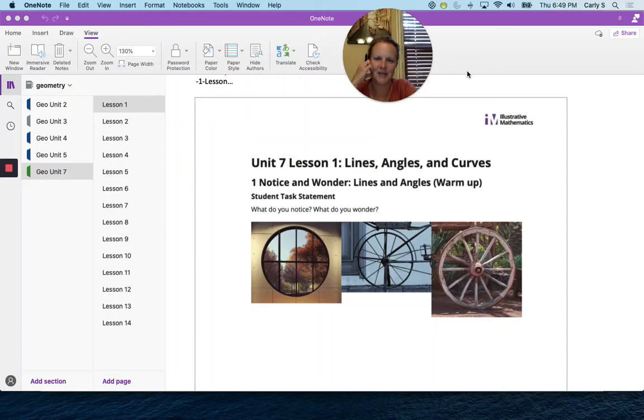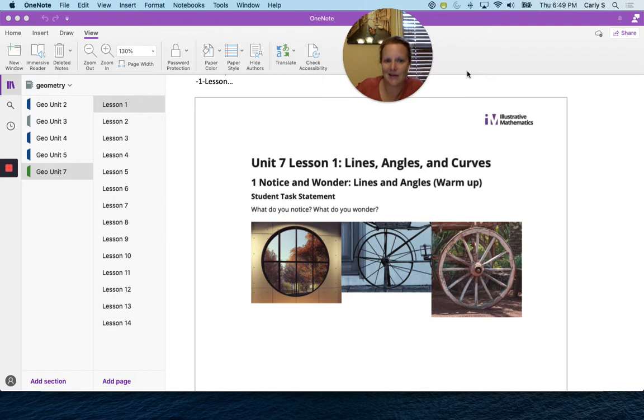Hey there, geometry. We are in Unit 7, all about circles. I love circles. They're so uniform. It's amazing. All right, so let's start out with this notice and wonder.